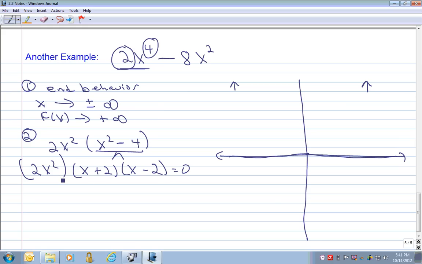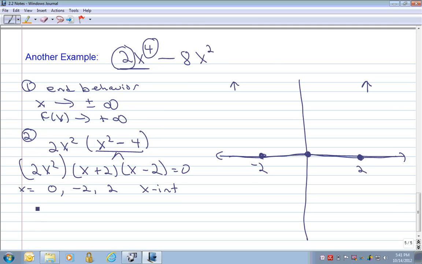It's equal to 0. We set each factor equal to 0. This would be our zeros, or our x values, at 0, negative 2, and positive 2, which are also our x-intercepts. So let's plot those points. We have one at 0, we have one at negative 2, we have one at positive 2.